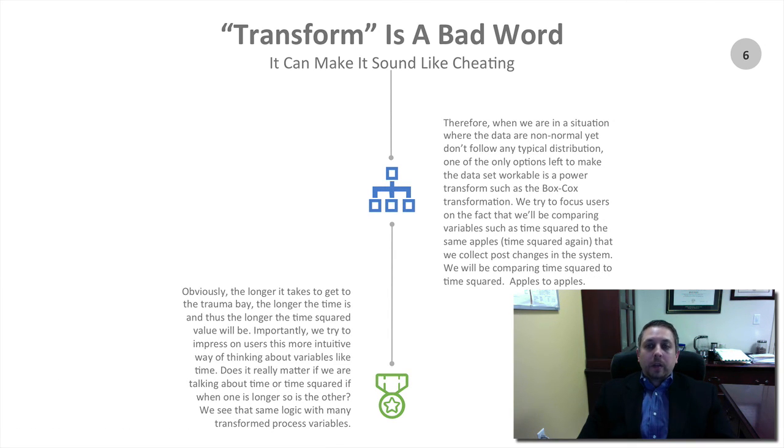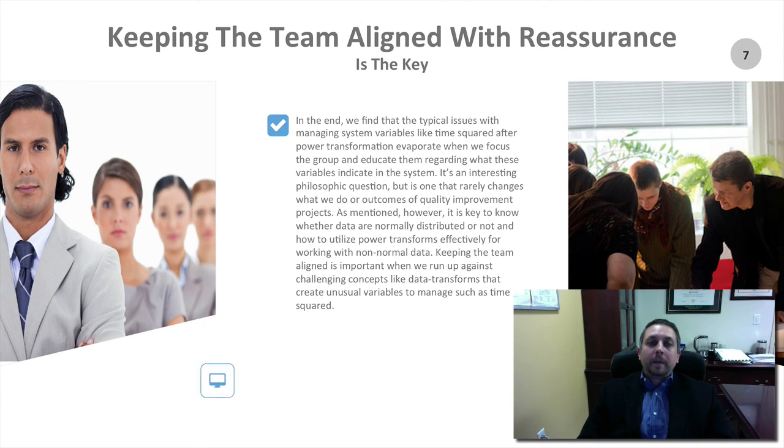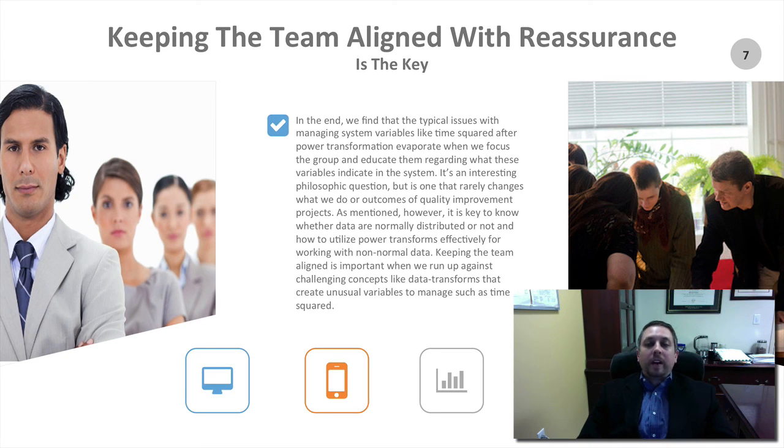So when we're in a situation where the data are non-normal and don't follow any typical distribution, you've maybe even tried distribution fitting and it doesn't follow any typical distribution, that really almost leaves you with one of the only options as a power transform or a Box-Cox transform. And I encourage you to focus the team on the fact that you're changing the data in the sense that you're changing its form so that it works with statistical tests. It's really important, to my mind, to highlight what transform and manipulate means in this case. So keeping the team aligned with reassurance is key. And in the end, we find that typical issues with managing system variables like time squared go away when we focus the group and do some education.